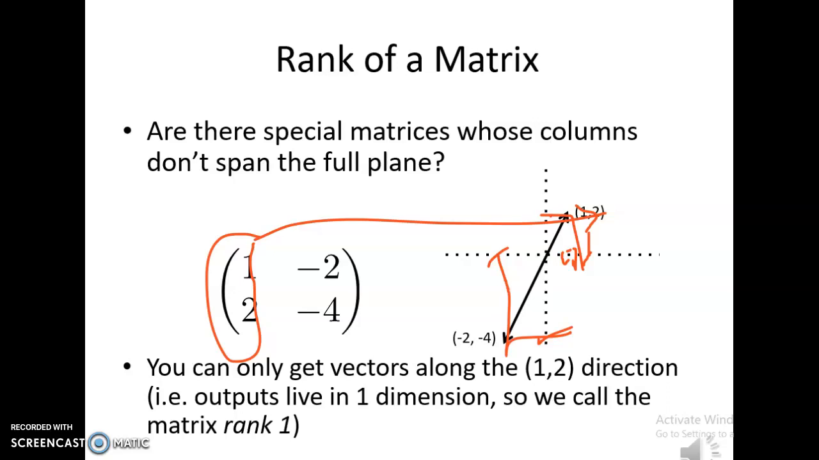We can only get vectors along the direction 1 2. That is the only vector direction we are getting. The output lies in one dimension. So we call the matrix rank 1.